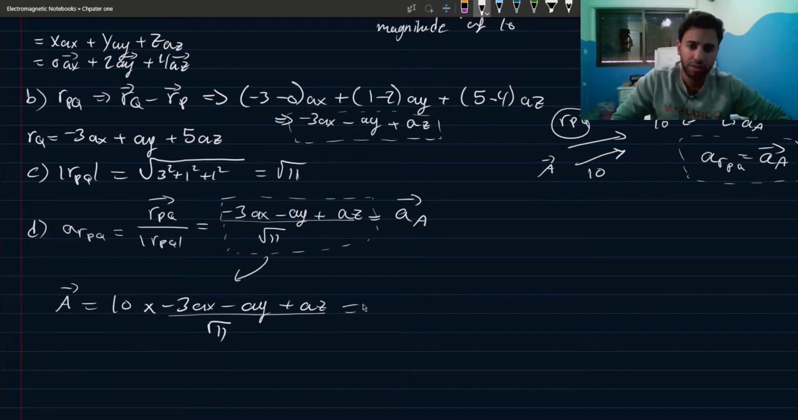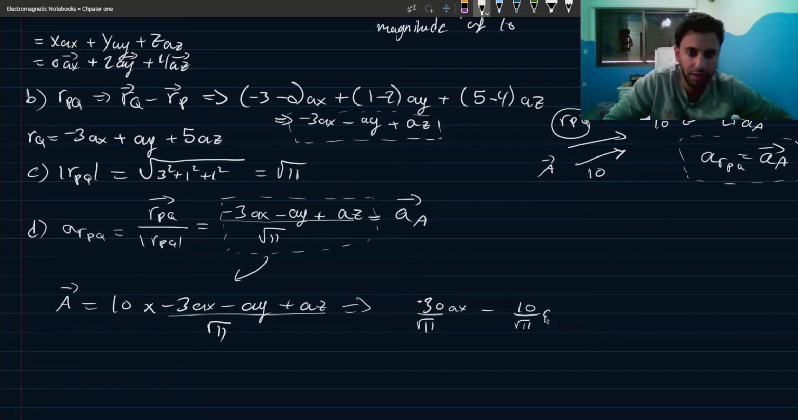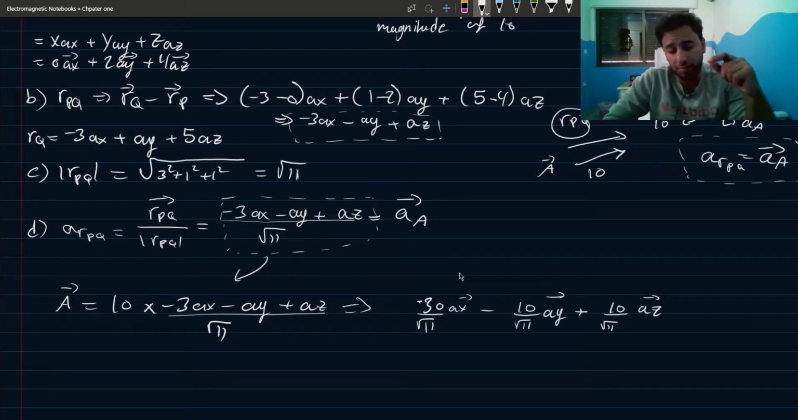If you want to distribute it, it's fine. So we can say minus 30 AX divided by square root of 11, minus 10 divided by the square root of 11 AY, plus 10 divided by the square root of 11 AZ. And there you have it. A vector that has the magnitude of 10 and is parallel to R_PQ.